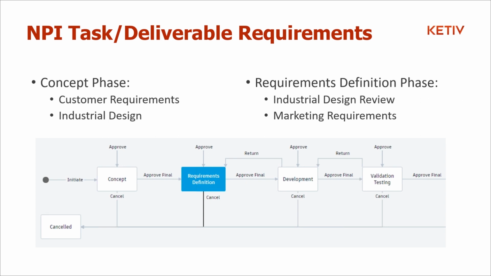Then you move to the requirements definition phase, and then you might get a little bit more detailed into what the industrial design looks like, what your product actually looks like. And then you might want to get into some more marketing requirements. Are we going after a high-end market? Are we going after a low-end market? You want to have that type of information. So as we go through each of these phases or these stages, we're going to have different tasks that have to be done. And we're potentially going to have different deliverables that need to get completed.